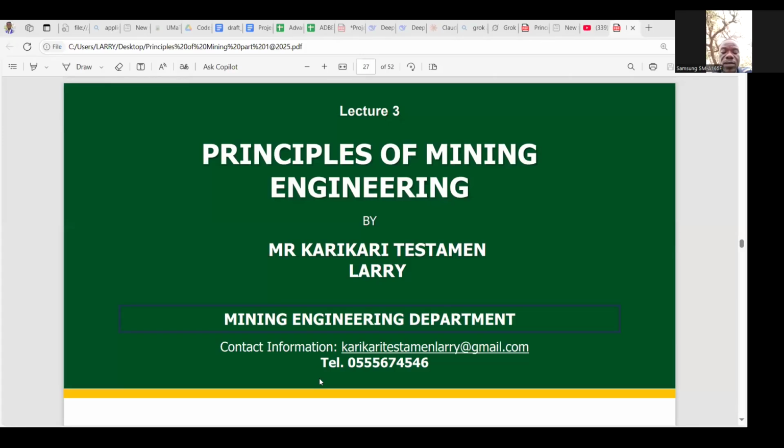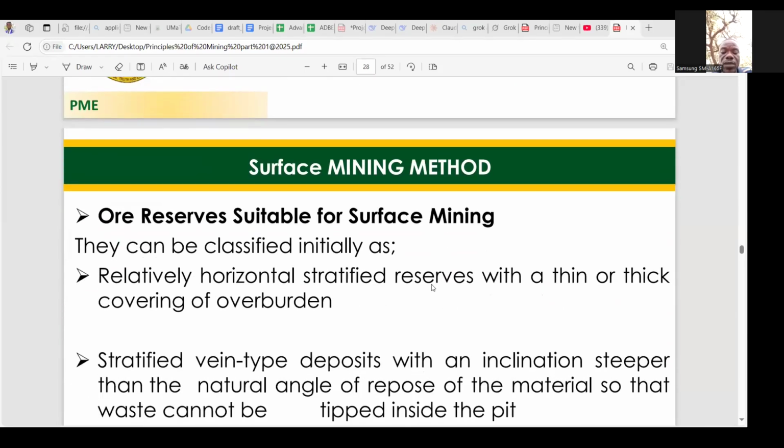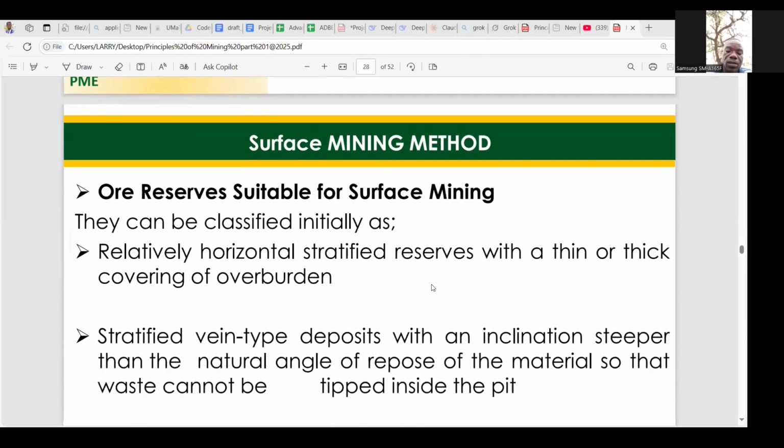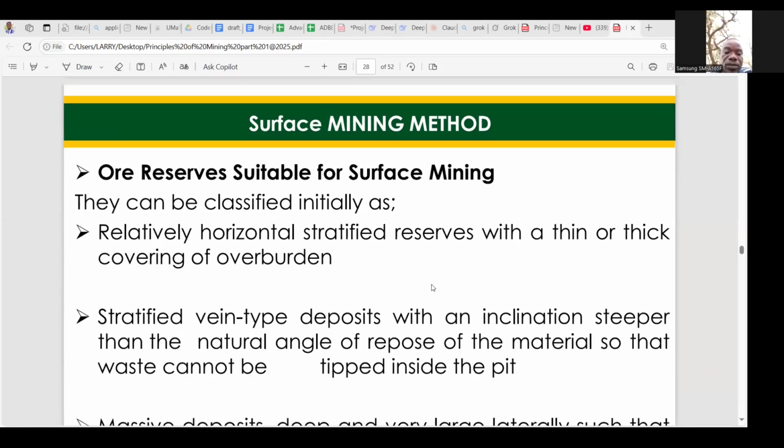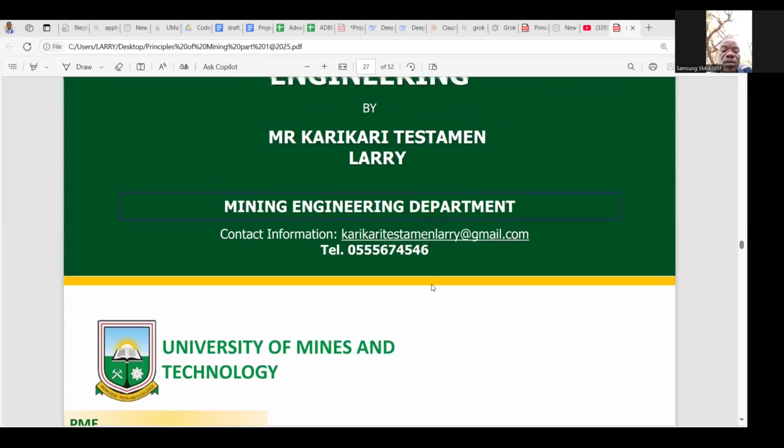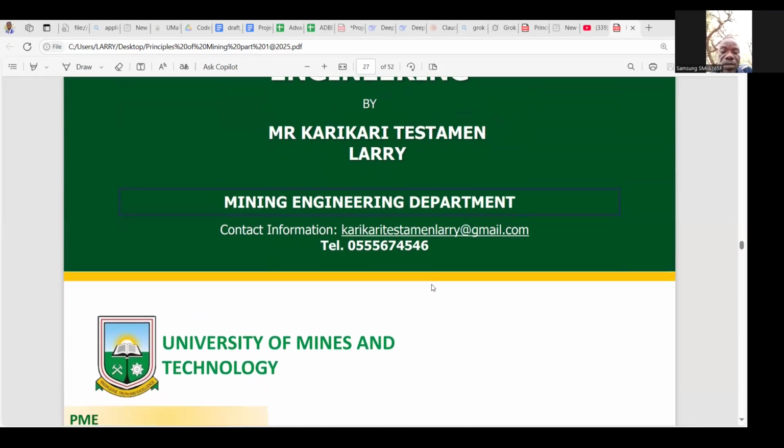Today we are going to look at surface mining method. As already stated in the introductory lecture, I said we have some methods we use to mine the ore. We have surface mining method, and then we have underground mining method. So today we are just going to look at surface mining methods. Most of us are working in surface mining companies, so you are much familiar with it.